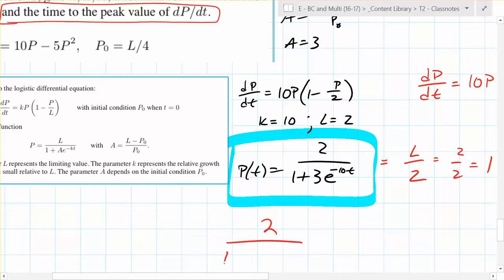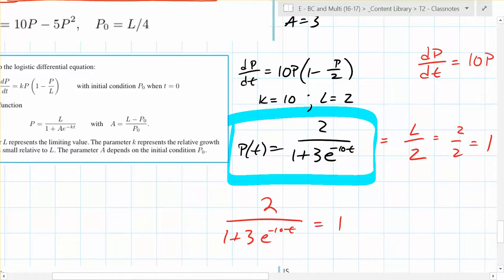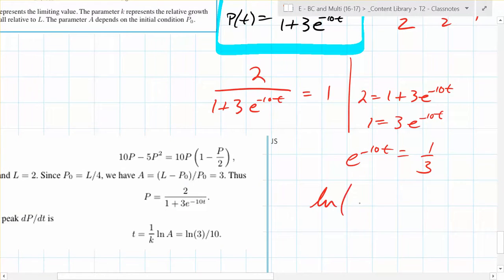So you're solving 2 over 1 plus 3e to the negative 10t equals 1. Is that something you should be able to solve? Yeah. So what do you end up with? 2 equals 1 plus 3e to the negative 10t. Yeah. Then what? 10t is equal to what? So ln of? So t is equal to?